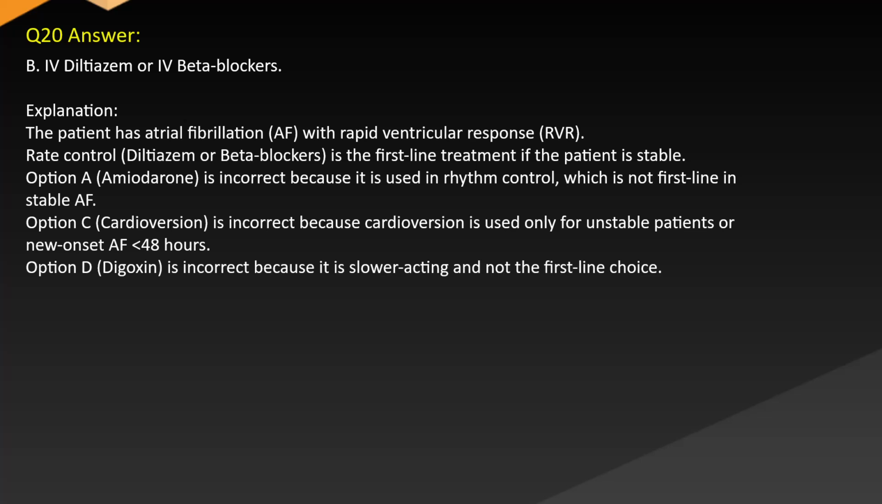Answer: B. Diltiazem or beta blockers. Explanation: the patient has atrial fibrillation (AF) with rapid ventricular response (RVR). Rate control, diltiazem or beta blockers, is the first-line treatment if the patient is stable. Option A, amiodarone, is incorrect because it is used in rhythm control, which is not first-line in stable AF. Option C, cardioversion, is incorrect because cardioversion is used only for unstable patients or new onset within 48 hours. Option D, digoxin, is incorrect because it is slower acting and not the first-line choice.